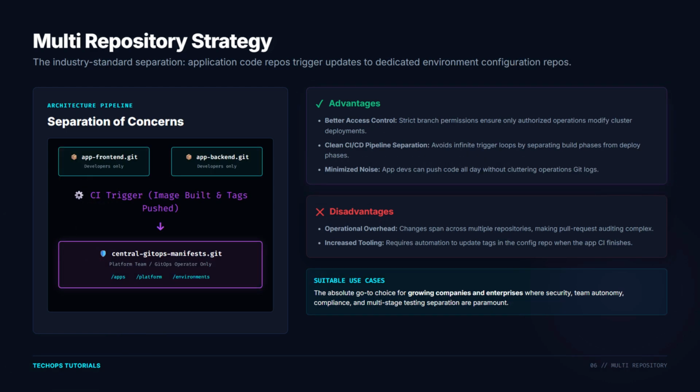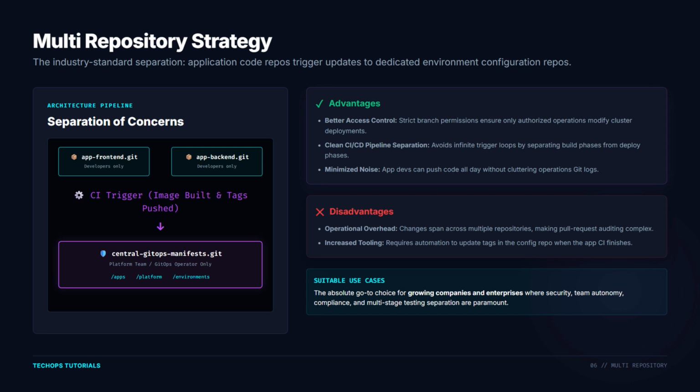The next approach is the multi-repository strategy. In this model, Kubernetes manifests are organized across multiple Git repositories instead of keeping everything in one place. For example, one repository can contain platform resources, while other repositories contain manifests for individual applications or environments. This approach gives different teams their own repository, making it easier to manage changes independently.